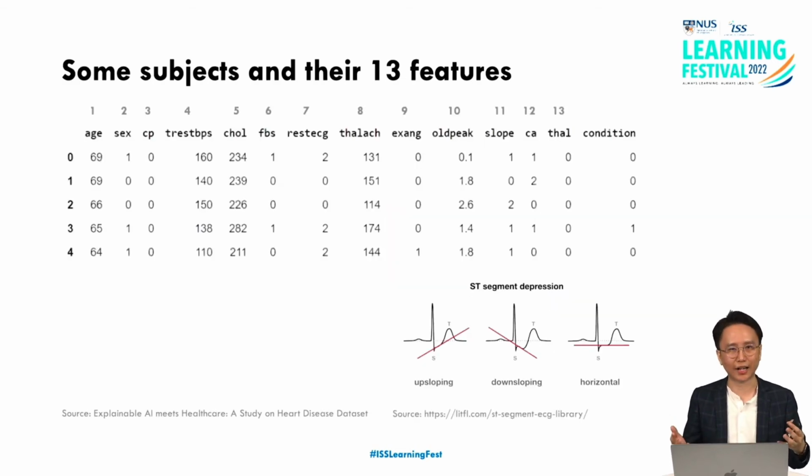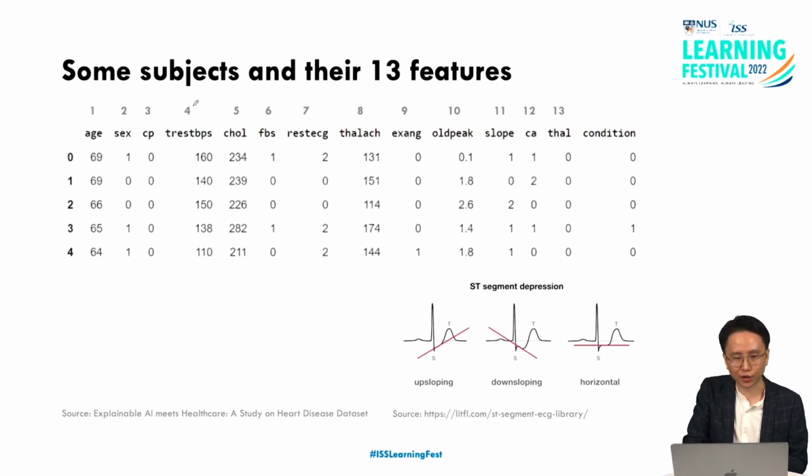This is how the dataset looks. And here, only data of 5 patients are shown. Each row denotes the data of a single patient. Each column represents a feature. The last column, condition, indicates if the patient of interest has or has no heart disease. Among the 13 features, some features are straightforward. Some require a bit of explanation. Some do not matter in the model.